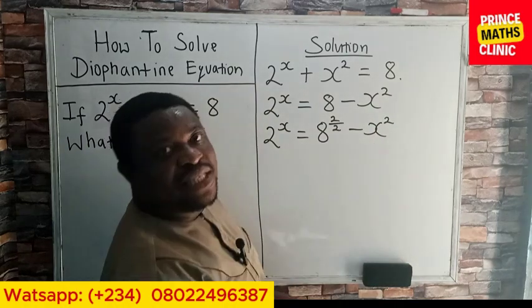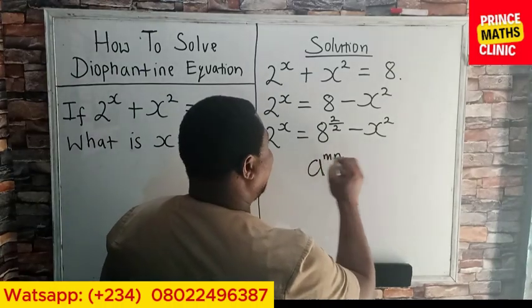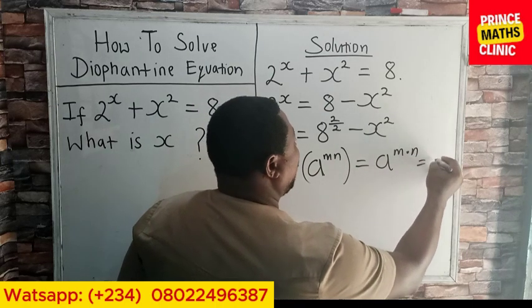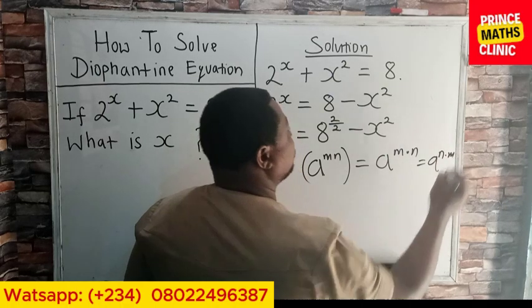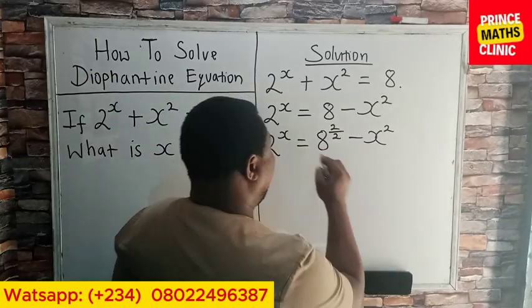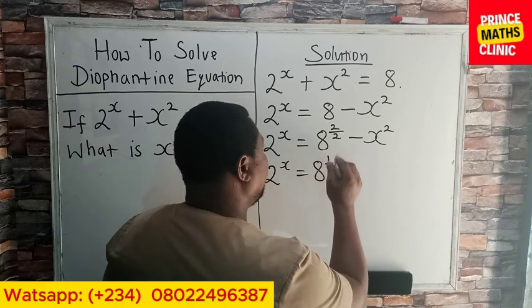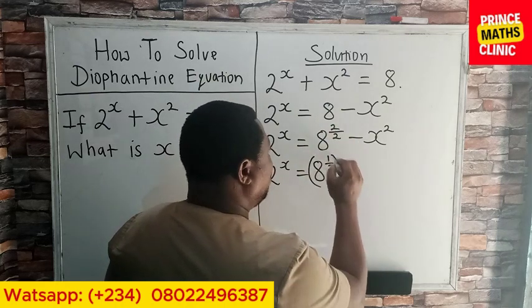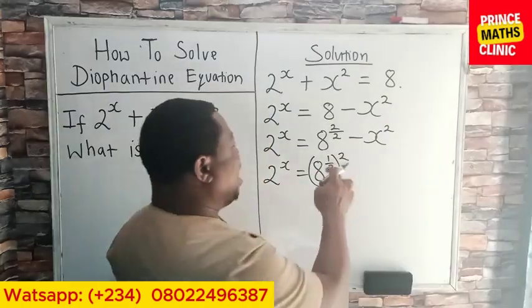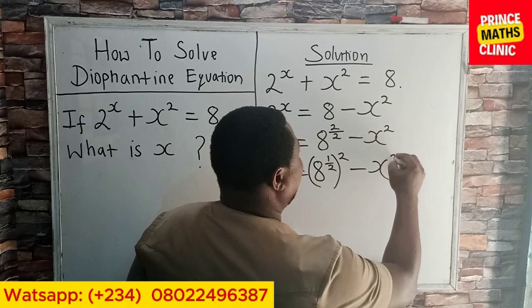Now, knowing that from the rule of indices, if I have a to the power of m times n, it is the same thing as a to the power of m times n, or a to the power of n times m. They are the same. So I want to play on that rule here. I can write this as 8 to the power of half, because 1 over 2 is half, all multiplied by 2, so that if I multiply this back, it cancels to give me back my 8. Good. Minus x to the power of 2.